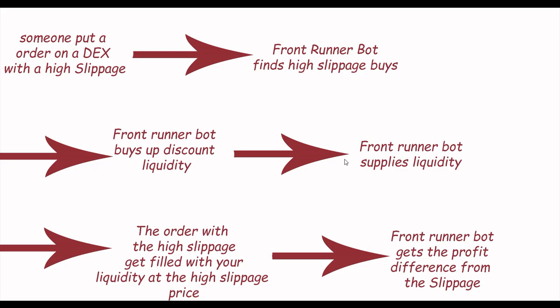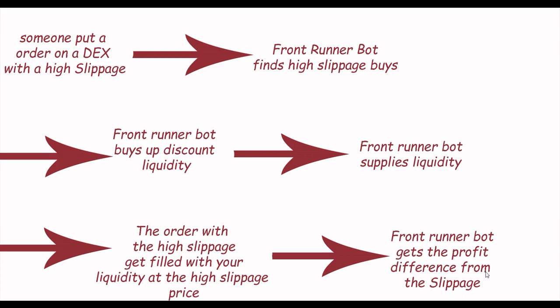The front-runner bot then supplies the liquidity, and the original buyer with the high slippage buys from us at the same high slippage that he put in, but he's buying up what we bought at a discount, and we jacked up the price to what he wanted originally at the high slippage. And then the front-runner bot gets to keep the profit difference.